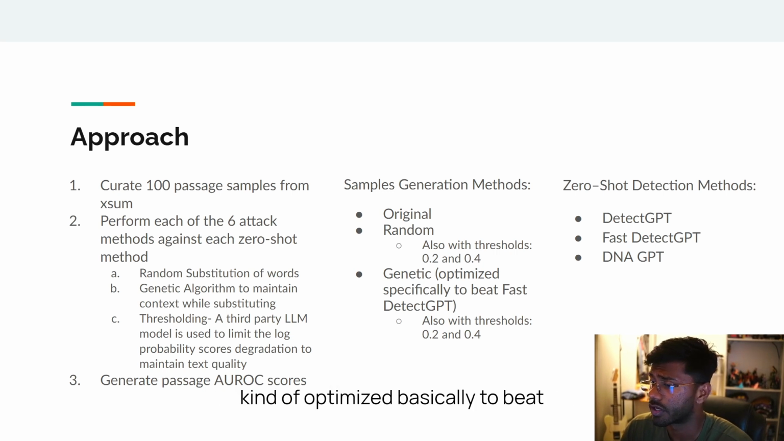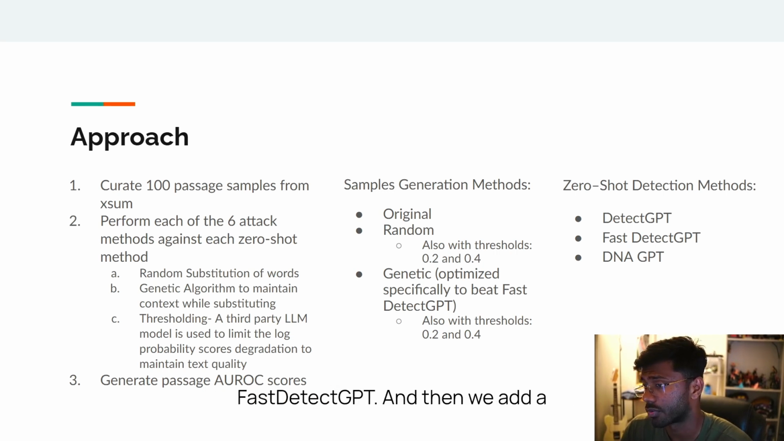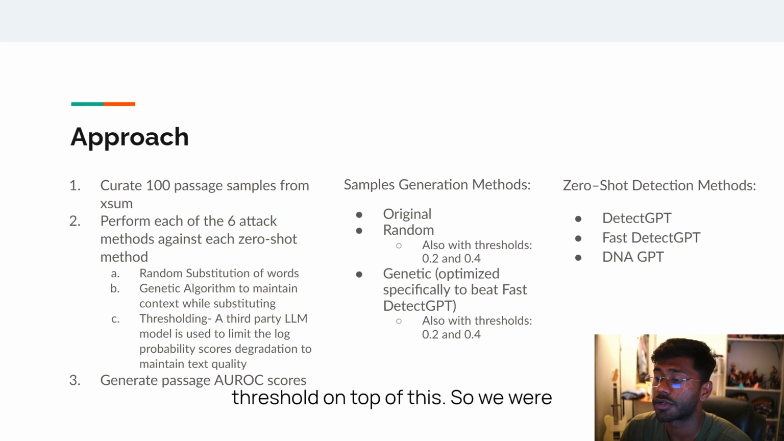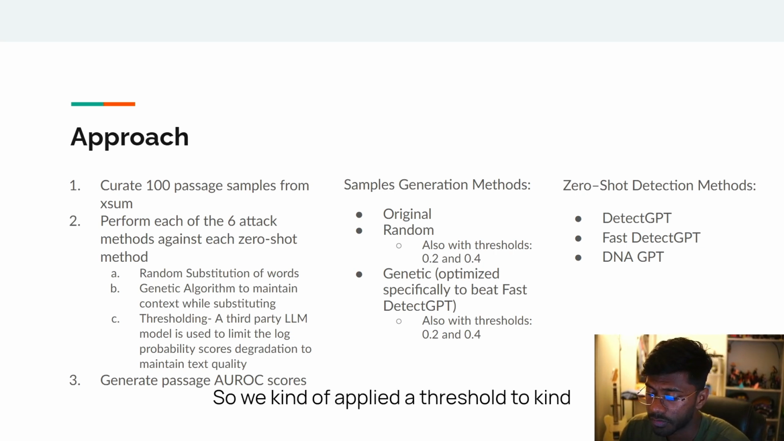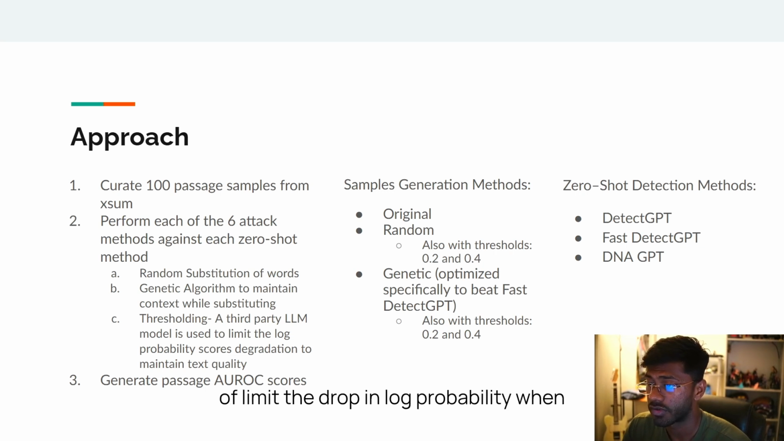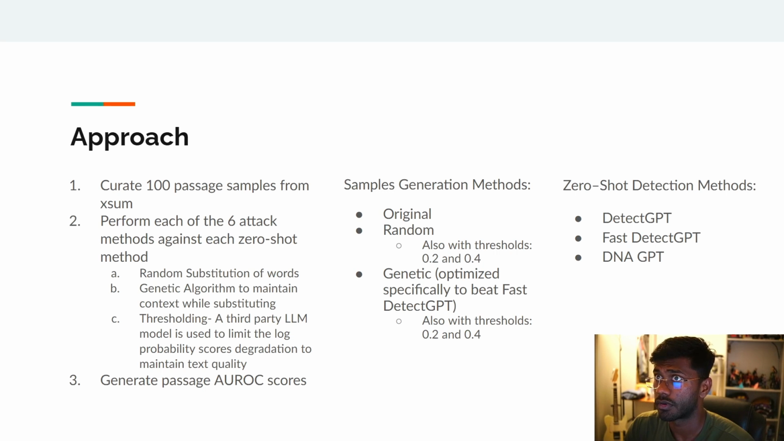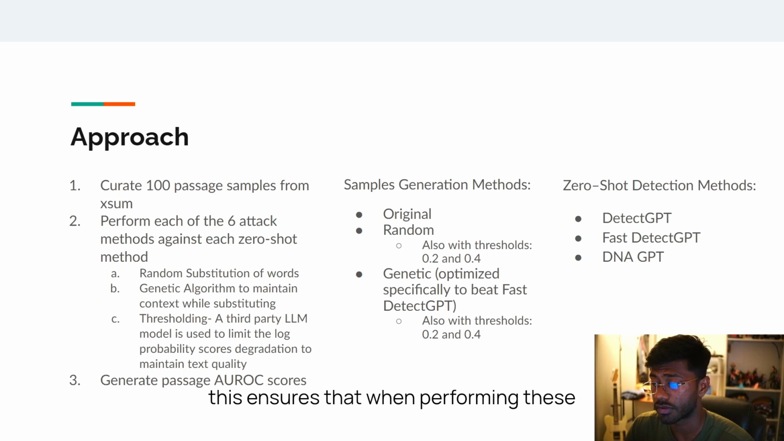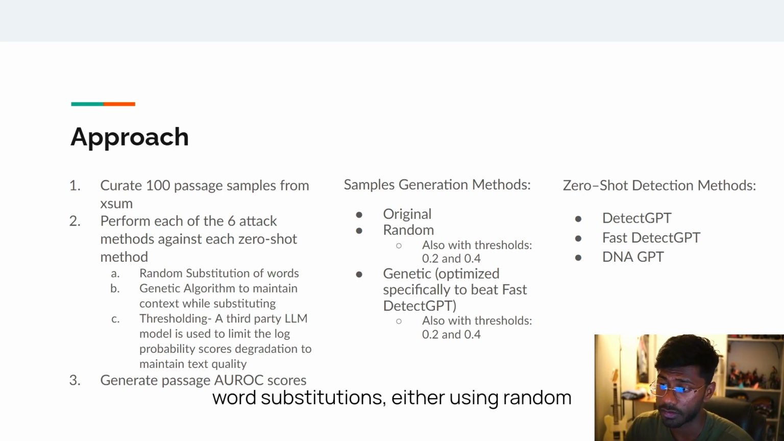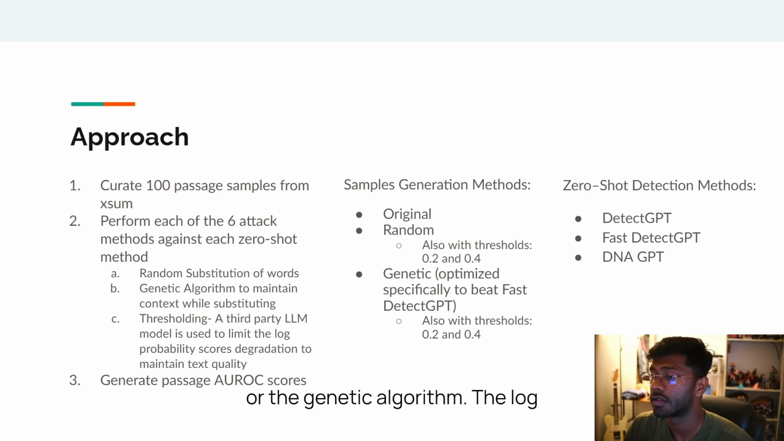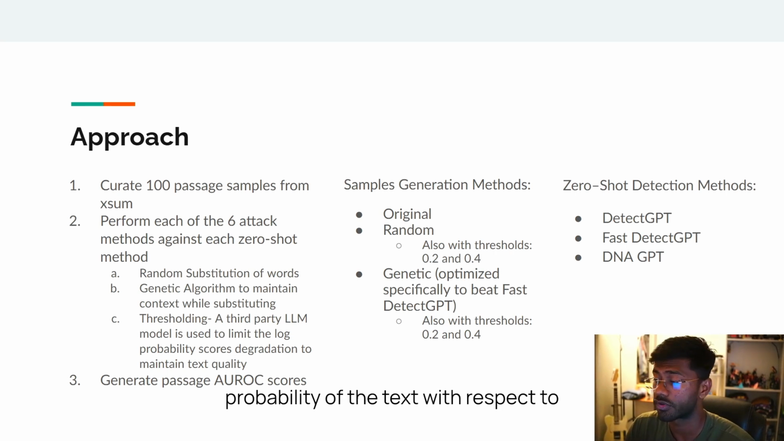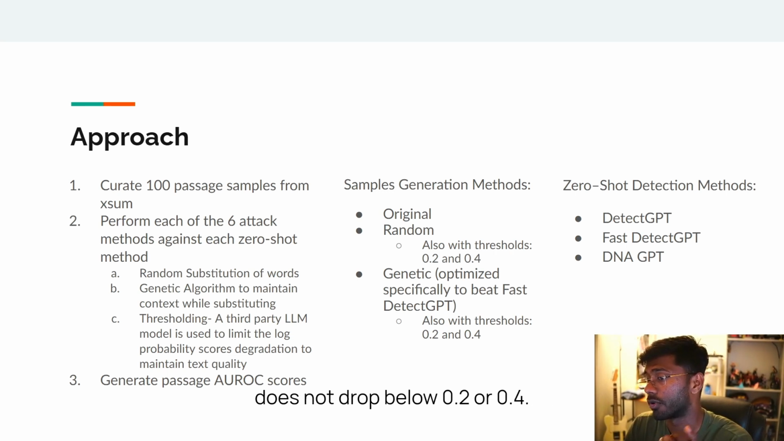genetic algorithm-based substitution, which was optimized specifically to beat fast DetectGPT. And then we add a threshold on top of this. We were talking about log probability thresholds in the previous video. So we applied a threshold to limit the drop in log probability when performing these word substitutions, at 0.2 and 0.4. This ensures that when performing these word substitutions, either using random or the genetic algorithm, the log probability of the text with respect to the model that was used to generate it does not drop below 0.2 or 0.4.